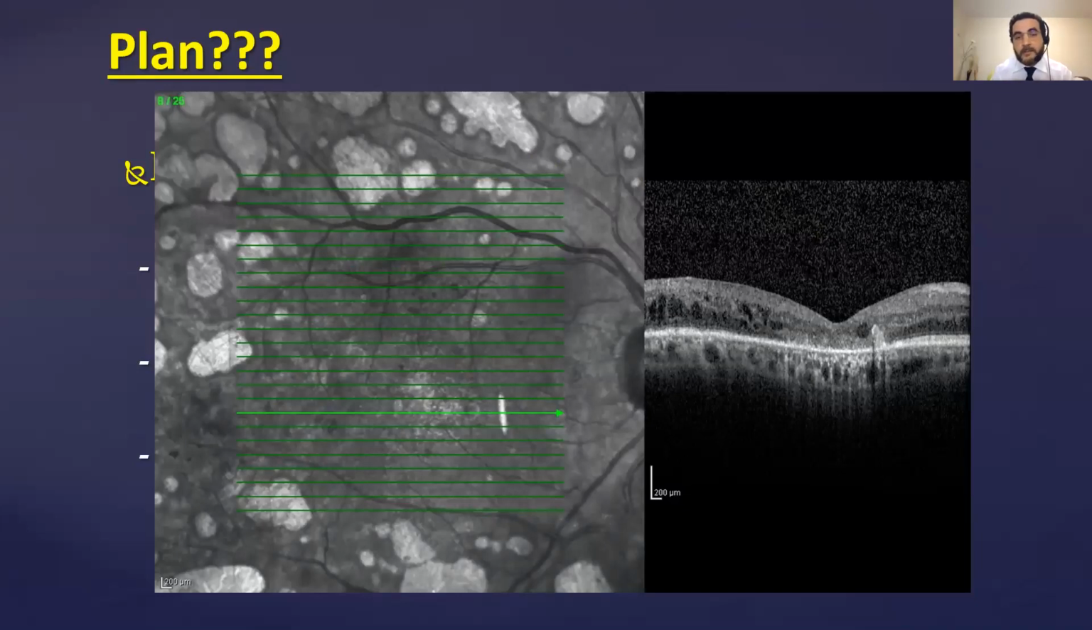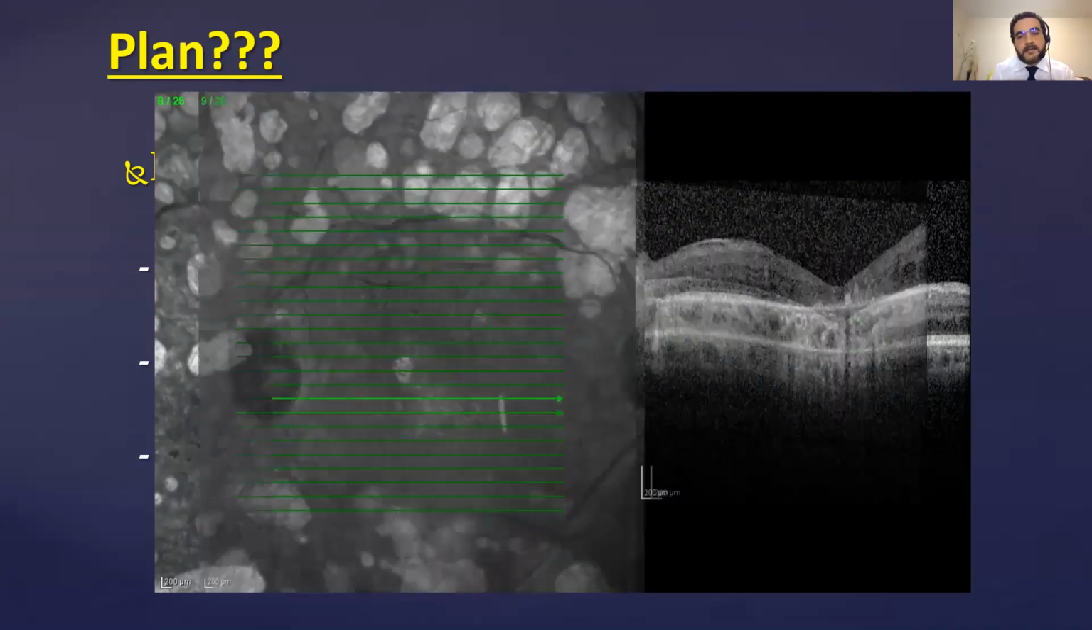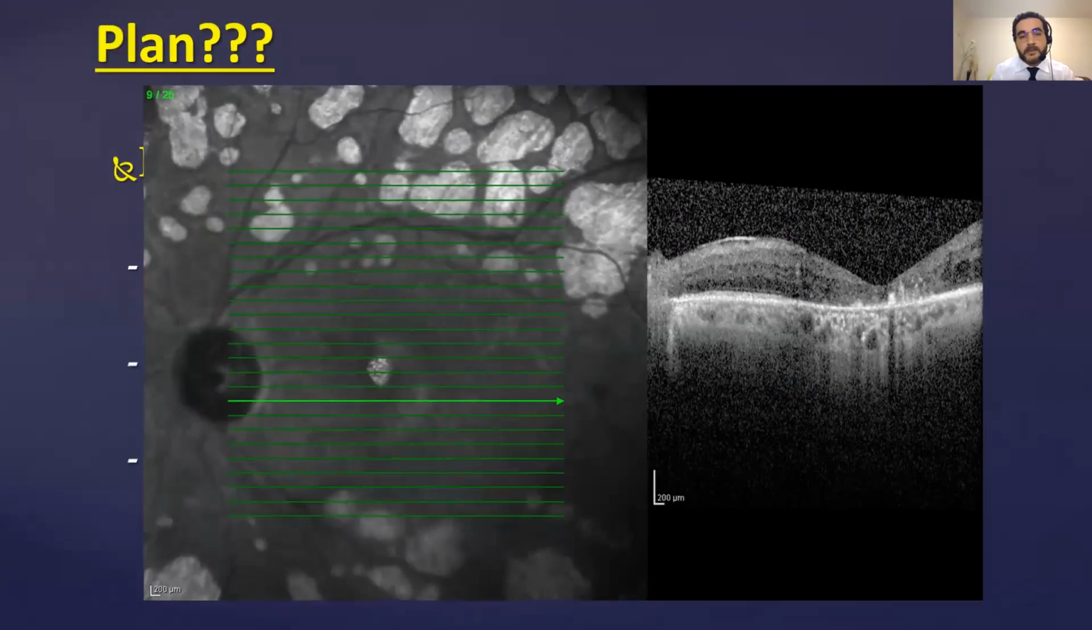And here the question came: if I had used steroid early in this patient, would the result be different? I mean the final visual outcome, because I delayed him for 6 months. This is the other eye, the same. Another patient with hard exudate.